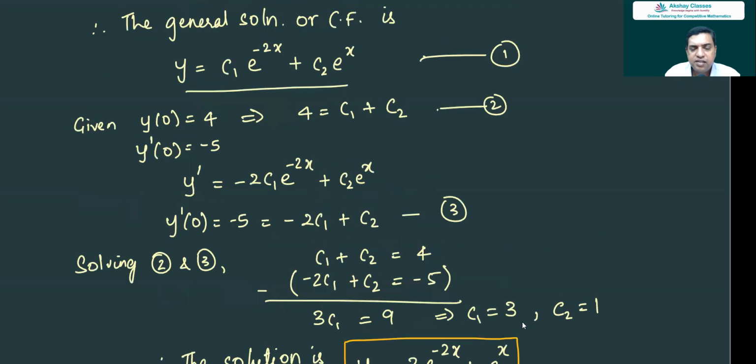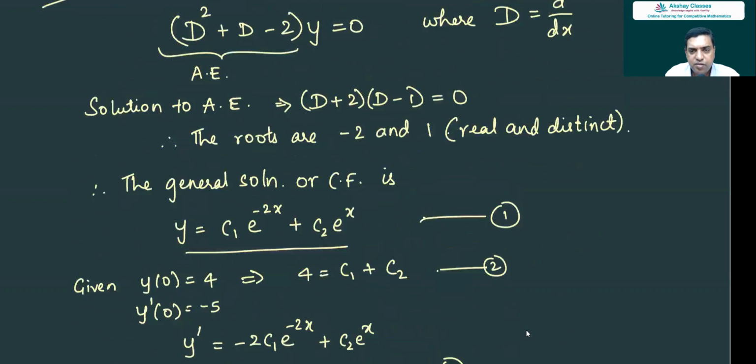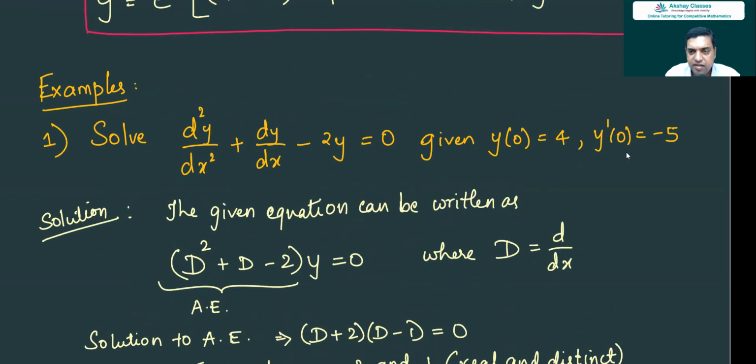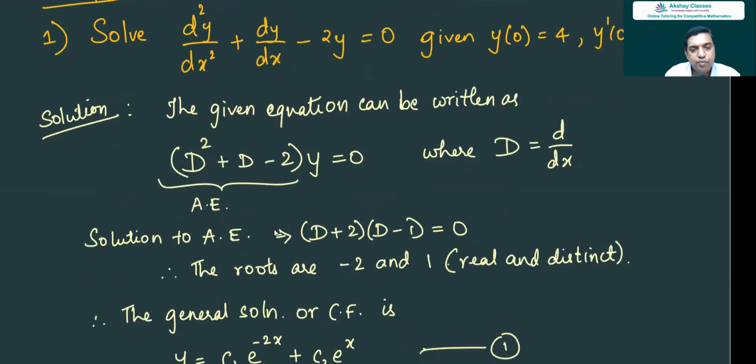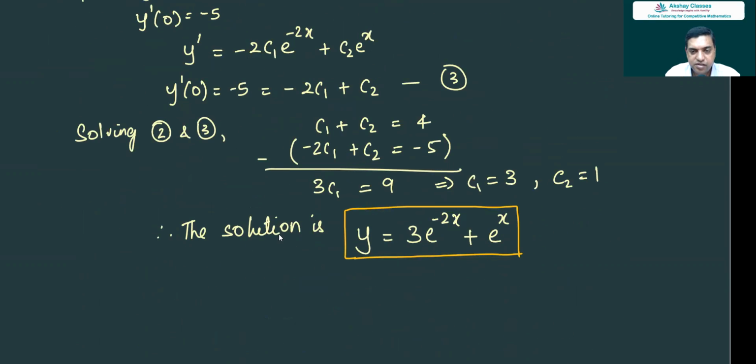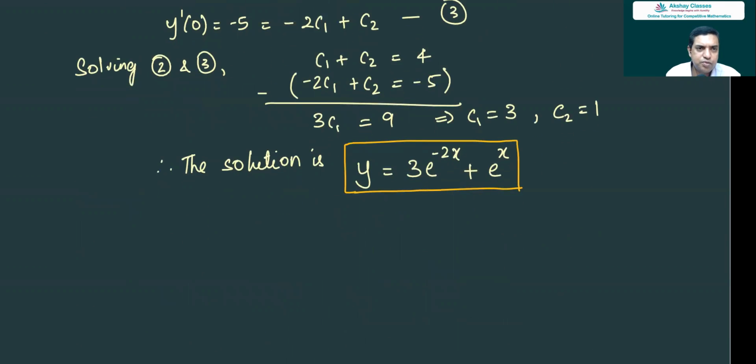Okay. This is a particular solution because the boundary conditions, or the end conditions, are given. So we can find the arbitrary constants according to these conditions. So this was a simple question on real and unequal roots. Next, we'll solve another one.